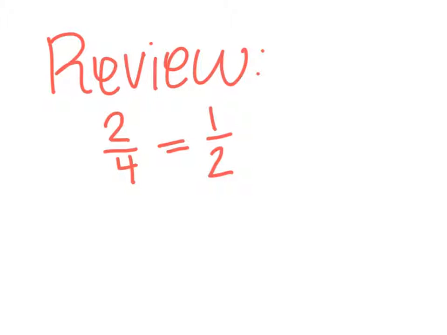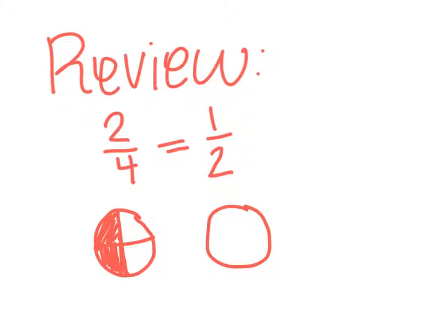So 2/4 is equal to 1/2. And how we know this is if we draw this out and we draw a pizza or a circle into 4, and then we highlight the 2, so that's half. And then we cut this pizza into 2 pieces and color the 1, and that is also half the pizza. So just because the 4 is a bigger denominator does not mean that 2/4 is bigger than 1/2.